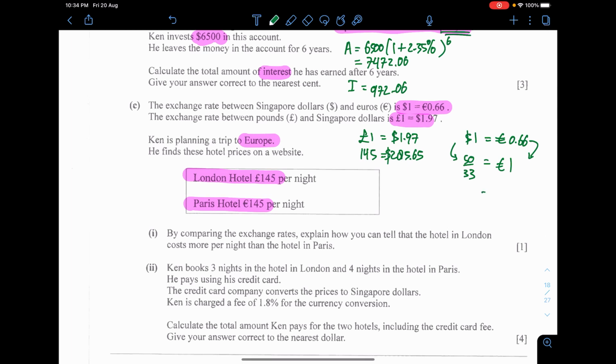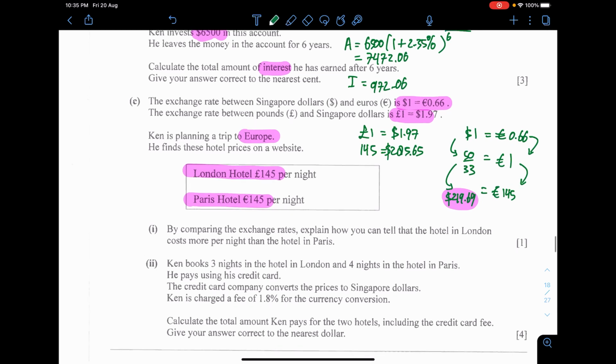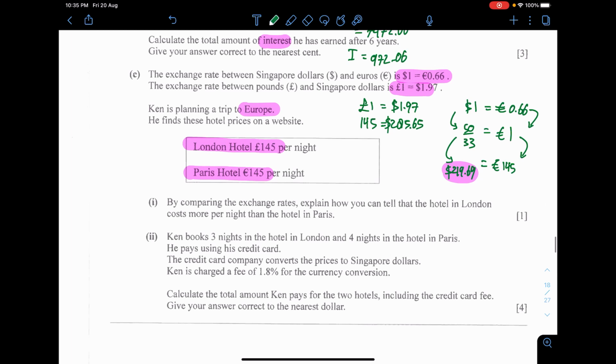Then multiply by 145, because I want 145 euros, and do the same thing for the number on the left, and that will total into 7250 over 33, or that is around 219.69. If he wants the cheaper one, he should go for the Paris hotel that costs only 145 euro. Yeah, that is the calculation part.